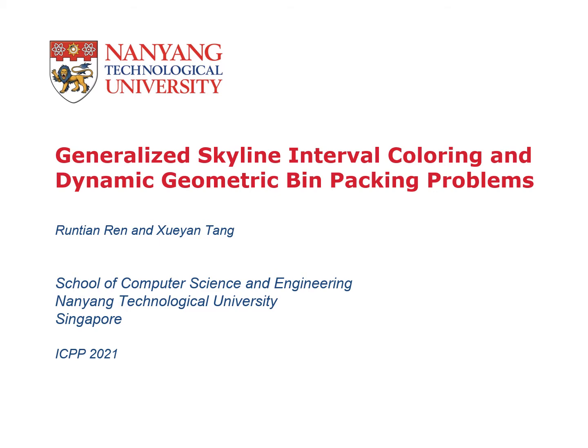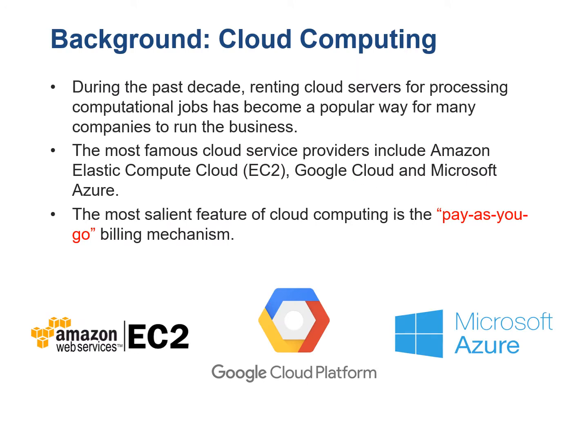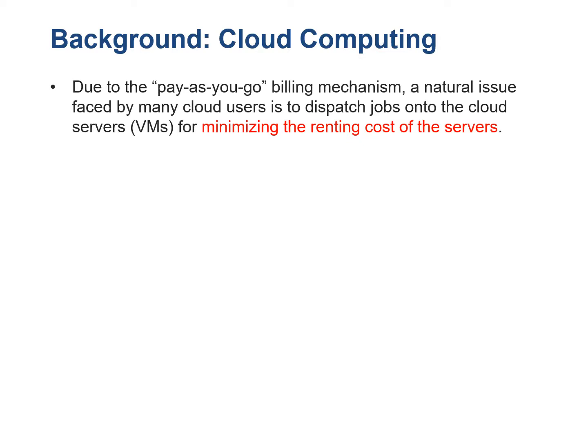packing problems. To begin with, I want to first introduce cloud computing, which is the application of the problems. During the past decade, many companies have moved their business onto the cloud, and the most famous cloud service providers are Amazon and Google and Microsoft. The most salient feature of cloud computing is the pay-as-you-go billing mechanism. One issue faced by the customer is how to dispatch a set of jobs onto the cloud servers such that the total rental is minimized.